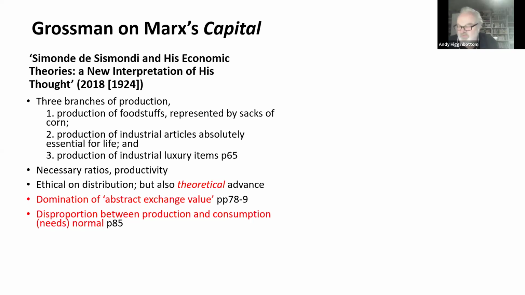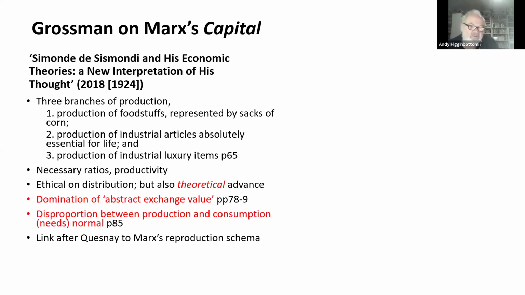He's saying, look, Sismondi is known for having a moral, ethical critique of capitalism, that it's very unequal in its distribution of income. But he's saying that actually Sismondi was more than that. He gave a theoretical advance, which came after Quesnay's Tableau Économique and before Marx's reproduction schema. And the content of that advance is what I put here, these three branches of production. So he's beginning to separate out industrial production from workers' consumption and luxury consumption.